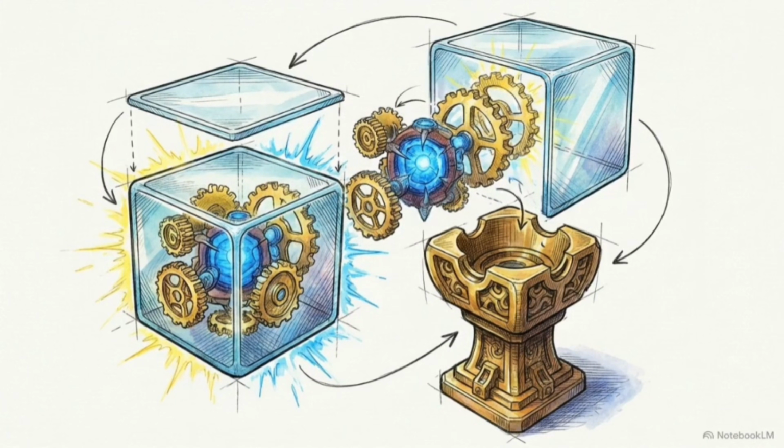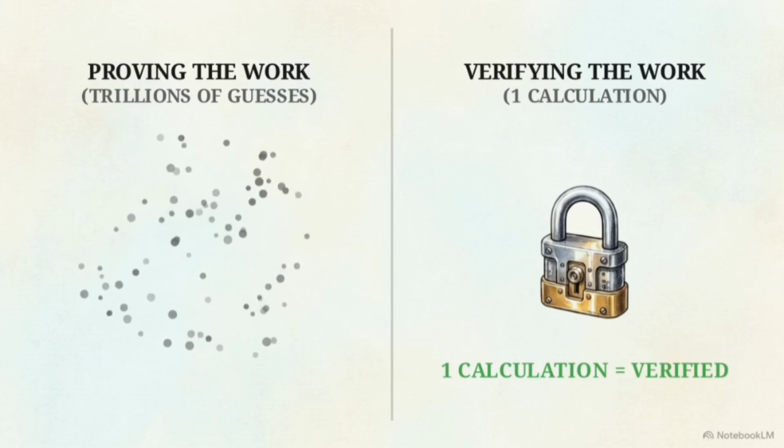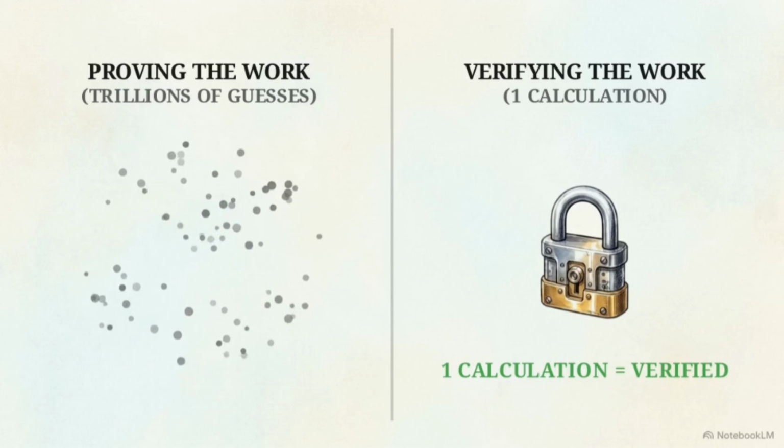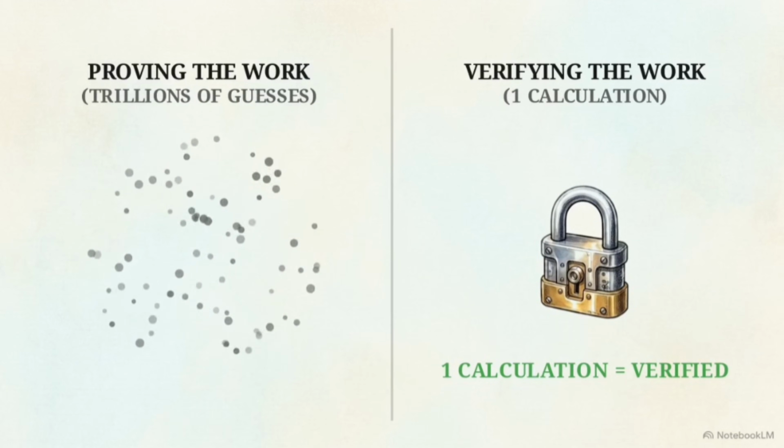Once a miner finds a nonce that satisfies the target, they immediately broadcast the block header and transactions to all other nodes on the network. The system relies on computational asymmetry. While the winners spent trillions of guesses to find the nonce, every other node only needs to run the calculation once to confirm the result is valid.